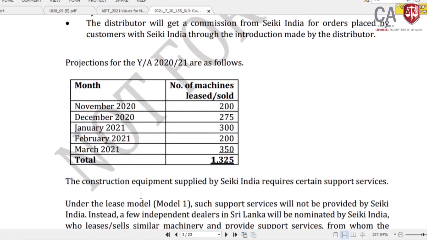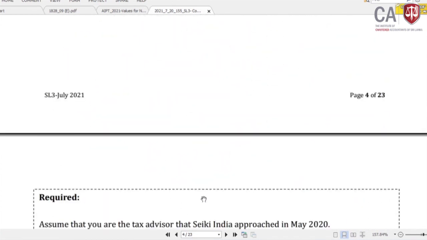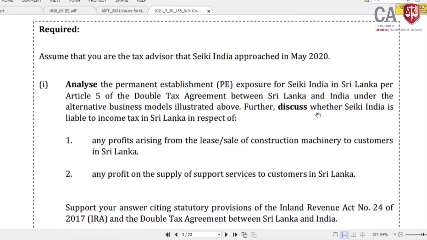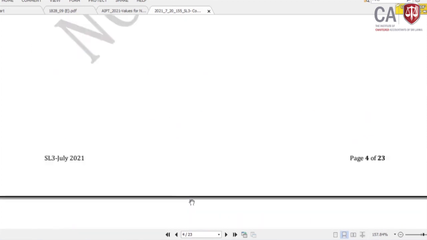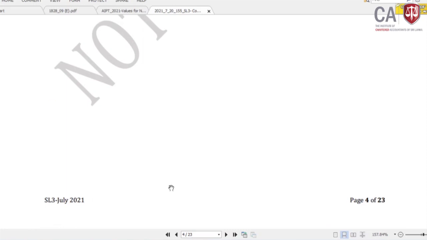Now, if I revisit the requirement of the question, you can see one is you have to tell whether any profit arising from the lease or sale of the construction machinery in Sri Lanka creates a PE or not. And second, any profit from the supply of support services. Now the first part we have analyzed. Now we need to come to the second part. Anyway, I will erase this part. Then as a continuation of this operation method, under two options, I am coming to here.